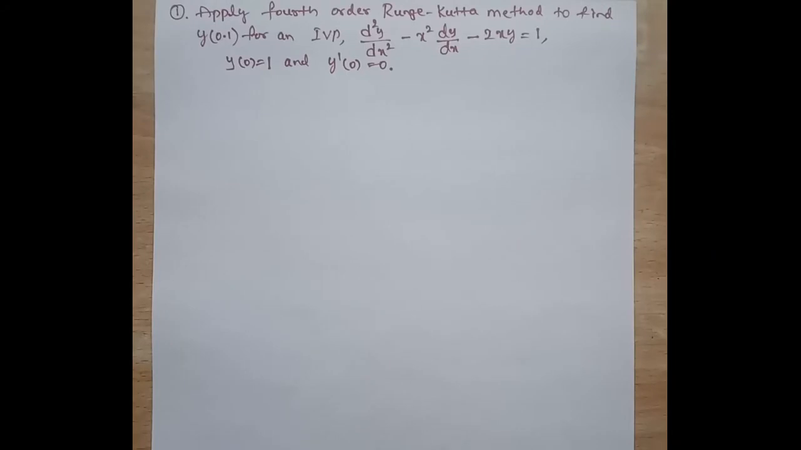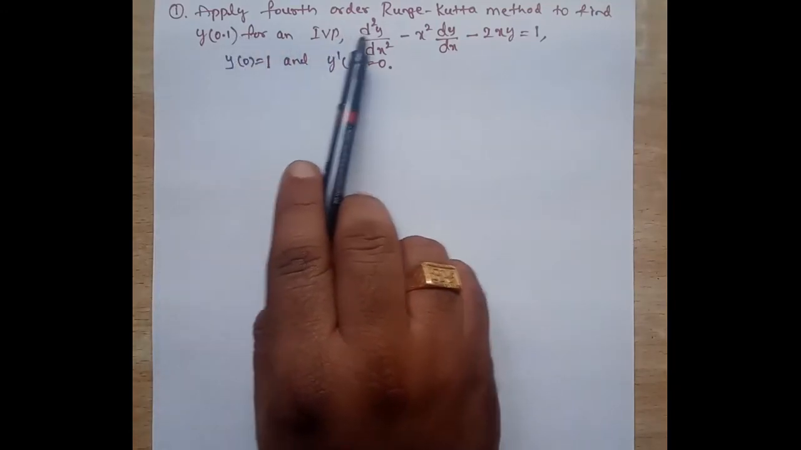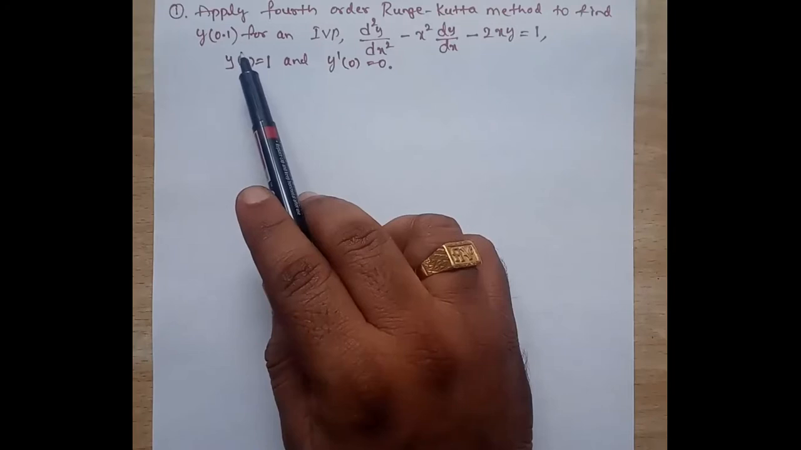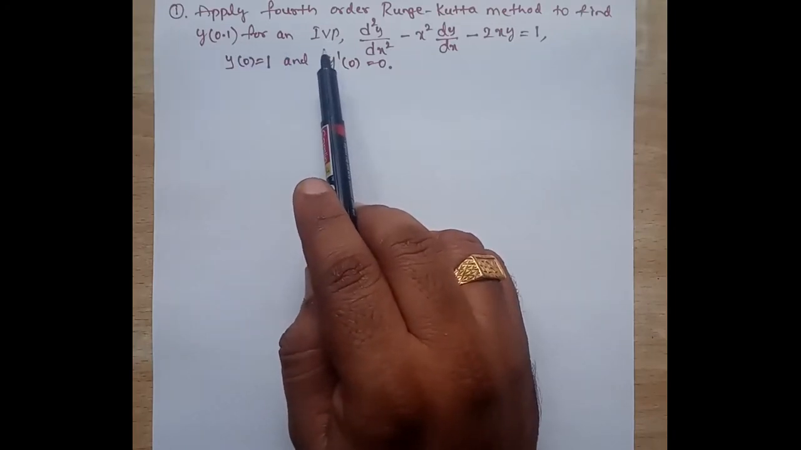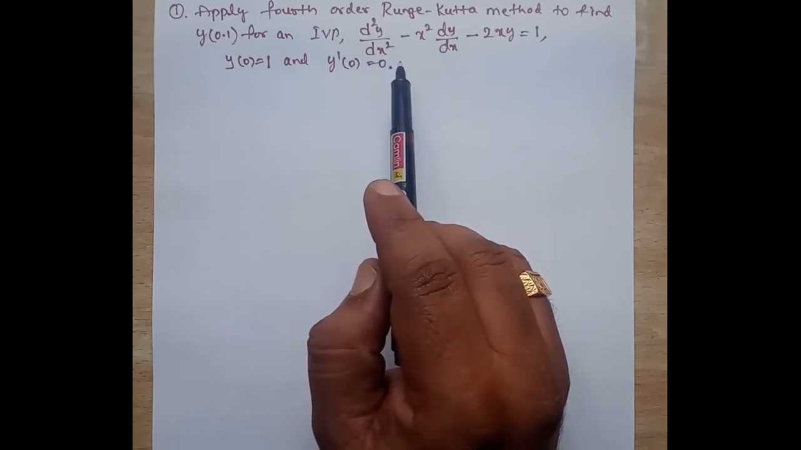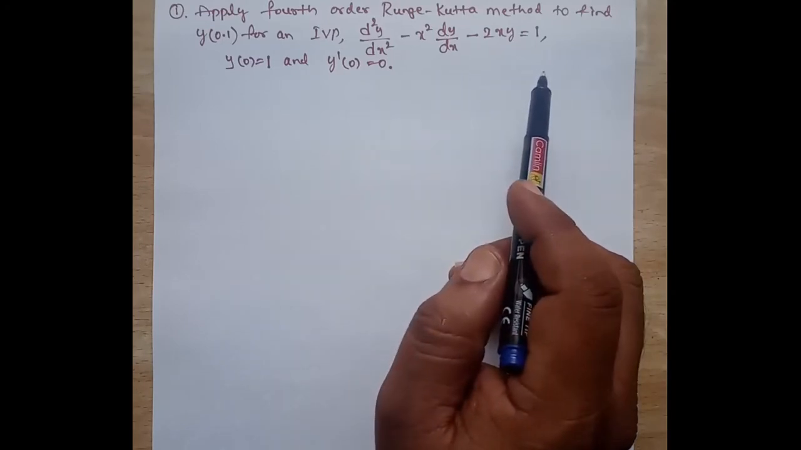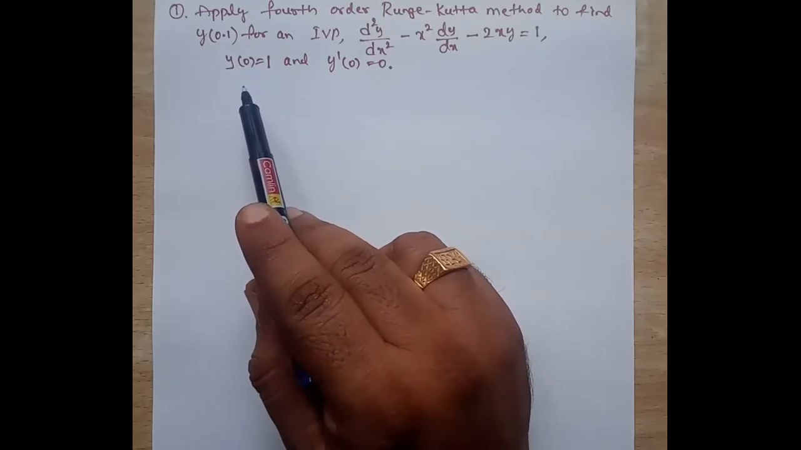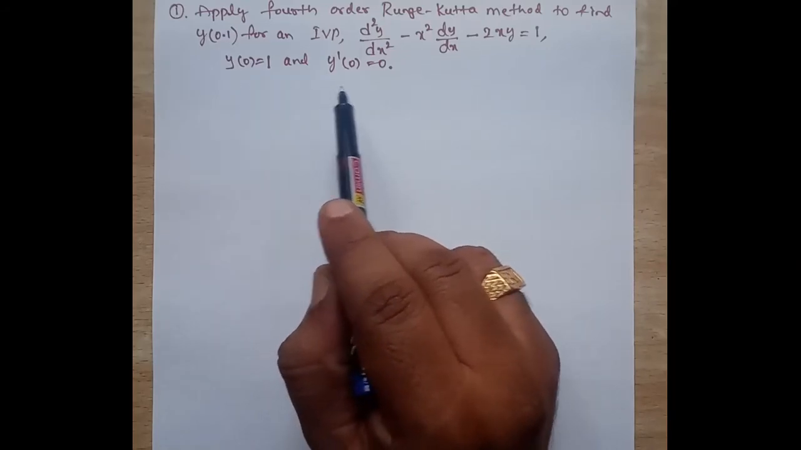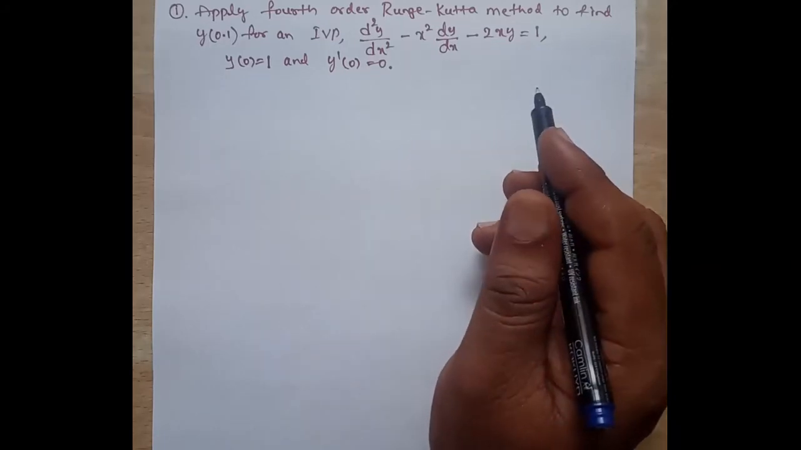Okay, so we shall start the problems on the fourth order Runge-Kutta method. So the first problem: apply the fourth order Runge-Kutta method to find y of 0.1 for an initial value problem, IVP, d square y by dx square minus x square dy by dx minus 2xy is equal to 1, where the initial conditions are y of 0 is equal to 1 and y dash of 0 is equal to 0. So this is the problem given.